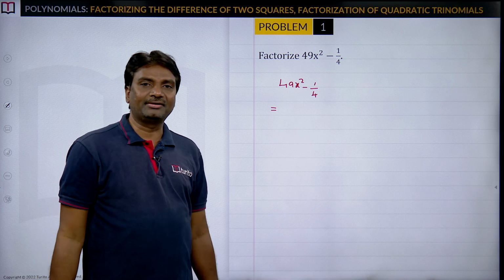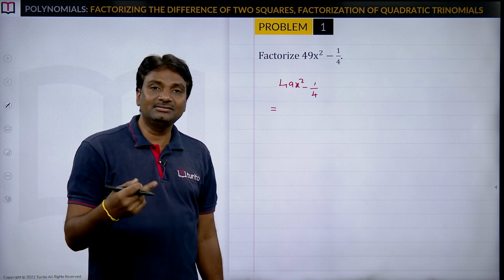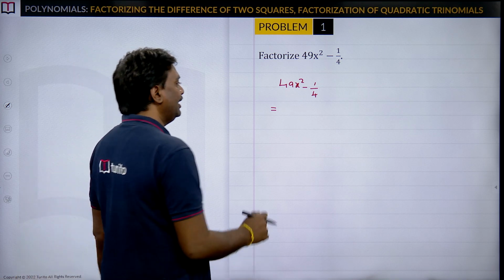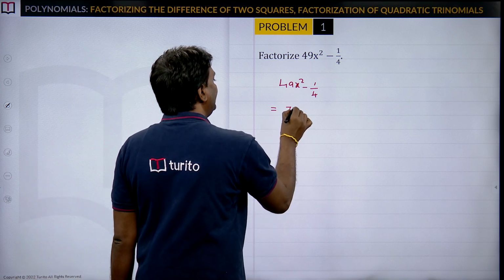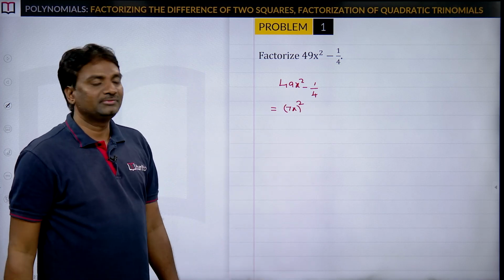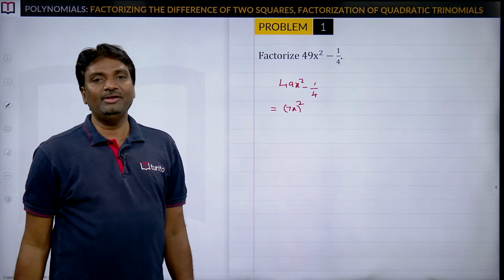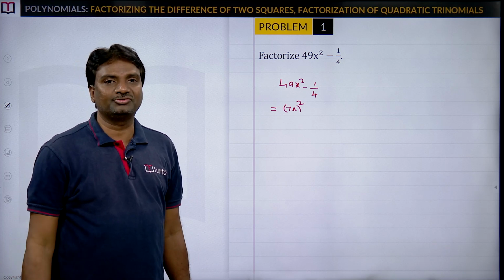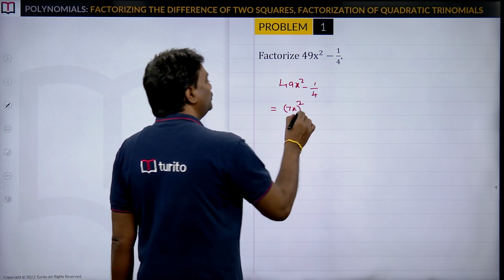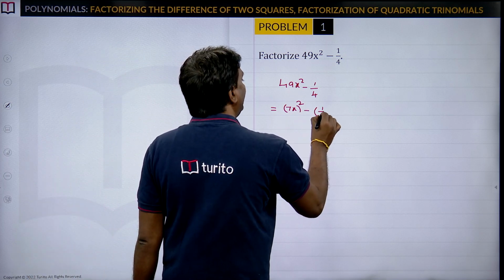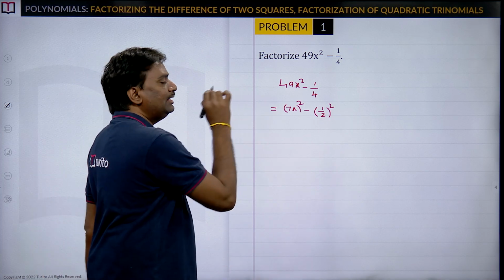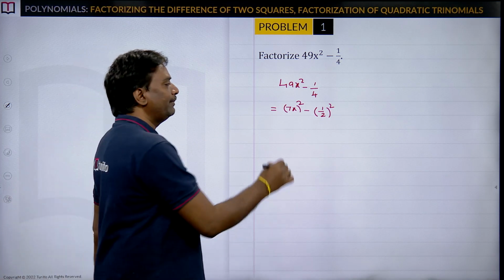49 is a perfect square, the square of the number 7. 7 square equals 49. So we can write 49x square as 7x whole square, minus 1 by 4. 1 by 4 is also a perfect square, because 1 by 4 can be written as 1 by 2 whole square. Now, clearly this is in the form of a square minus b square.